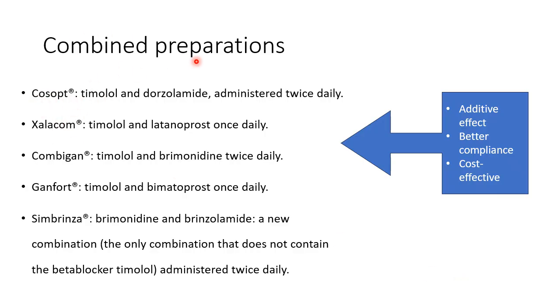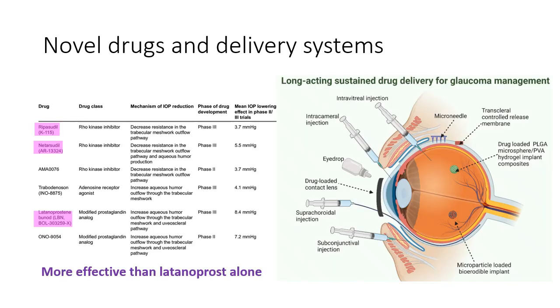So here are the brand names of some of the combined preparations. COSOP contains these two, administered twice daily, and similarly we have Xalacom, a prostaglandin and beta blocker combination, then an alpha agonist and beta blocker, again a prostaglandin and beta blocker, then an alpha agonist and a carbonic anhydrase inhibitor. So this is one that does not contain the beta blocker timolol. And of course how they are administered, I've mentioned over here. So it's good to have combined preparations also. Now, there are some novel drugs and delivery systems. Talking about the novel drugs, the ones that I've highlighted in pink are the novel drugs.